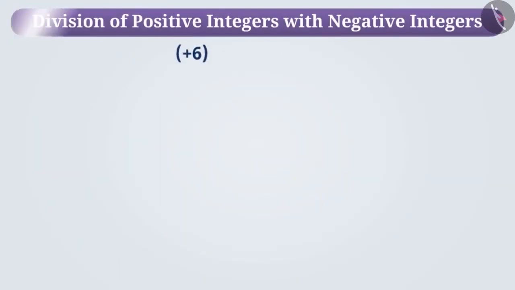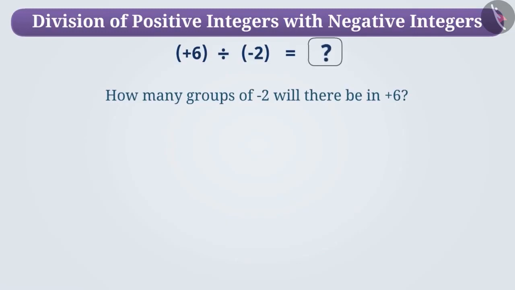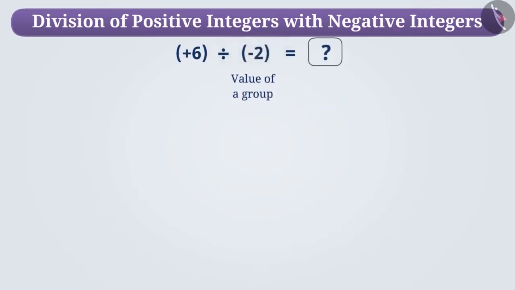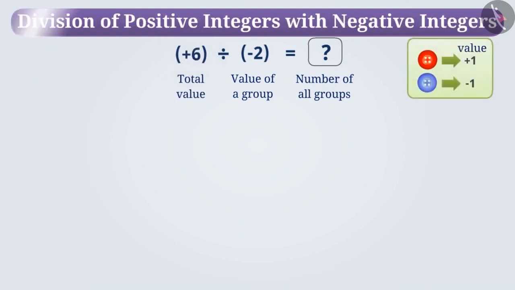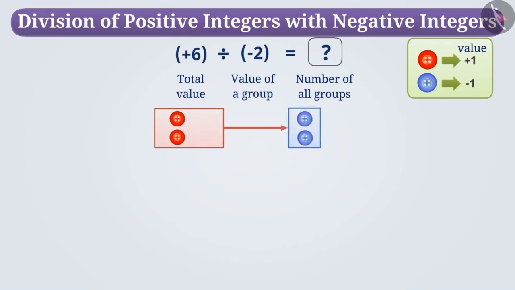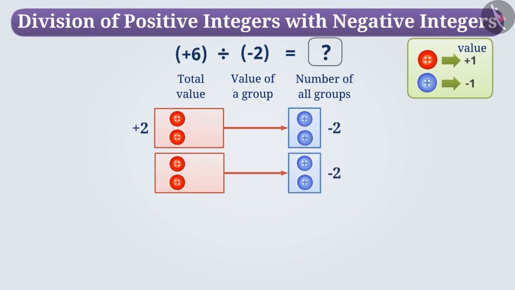Now let's find out when a positive integer is divided by a negative integer, whether the quotient is positive or negative. Suppose we have to find the quotient of plus 6 divided by minus 2. Here we have to find out how many groups of minus 2 will be there in plus 6. Or, if there is a group of minus 2, then how many such groups will have a value of plus 6? To get the value of plus 6, we first take two zero pairs. If we remove two blue buttons from these two zero pairs, we get two red buttons. In this way, we get the total value plus 2 by subtracting the value of minus 2 from the zero pair. Similarly, if we take two more zero pairs and subtract the value of two blue buttons, that is minus 2, then we get two more red buttons, which is plus 2.